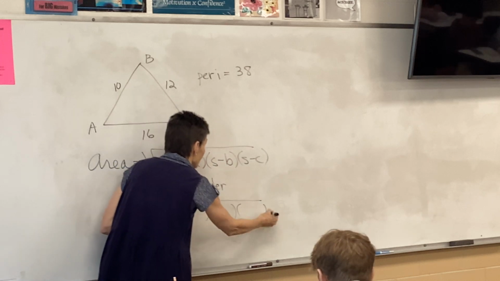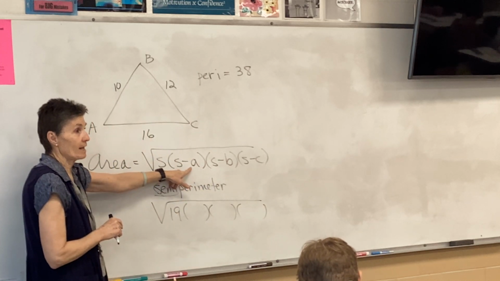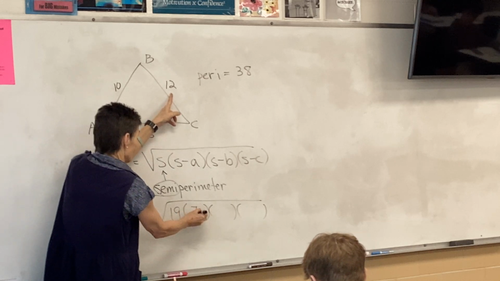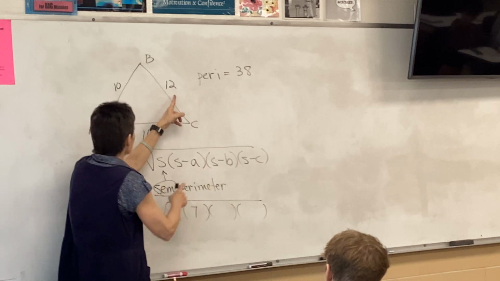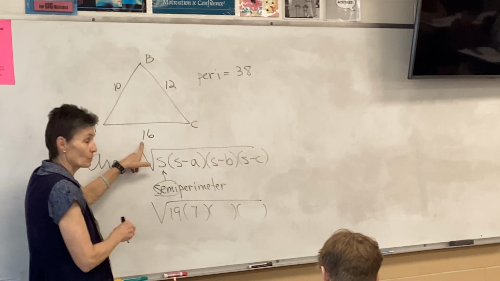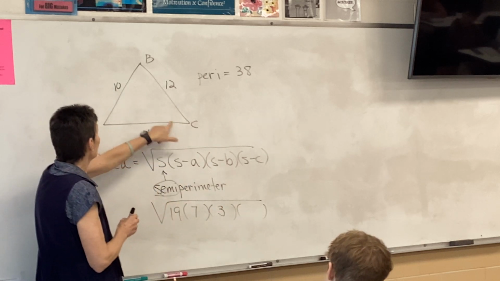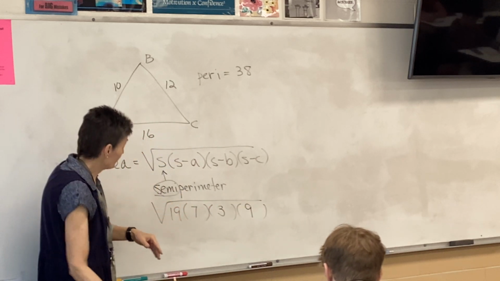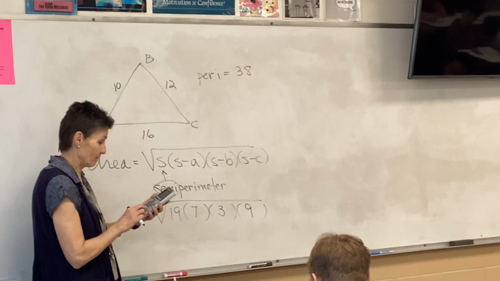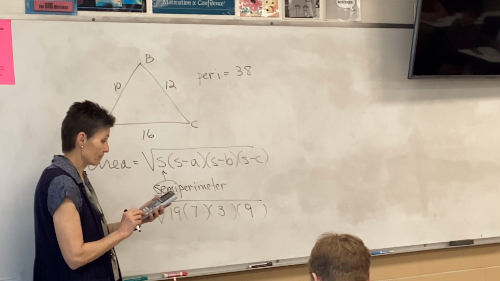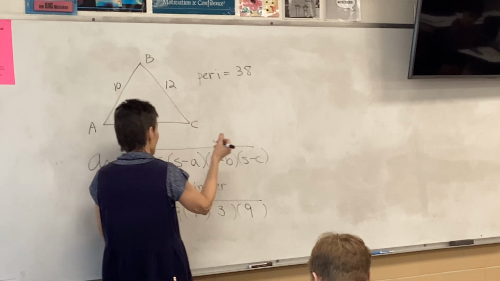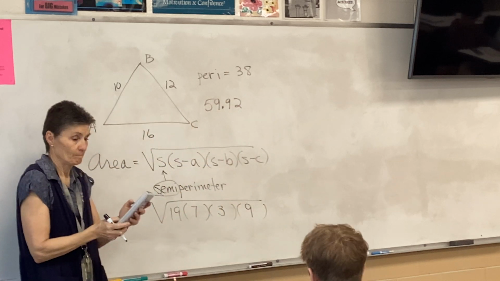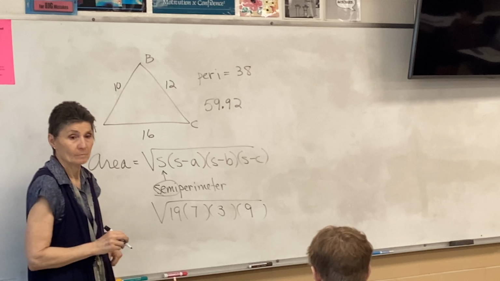Now, 19 minus A would be 7. 19 minus B, which would be 3. And 19 minus C, which is 9. So we just multiply all those numbers together and square root it. And the area of this guy is 59.92. Is that what you got? Come on, type it in with me. Let's go.